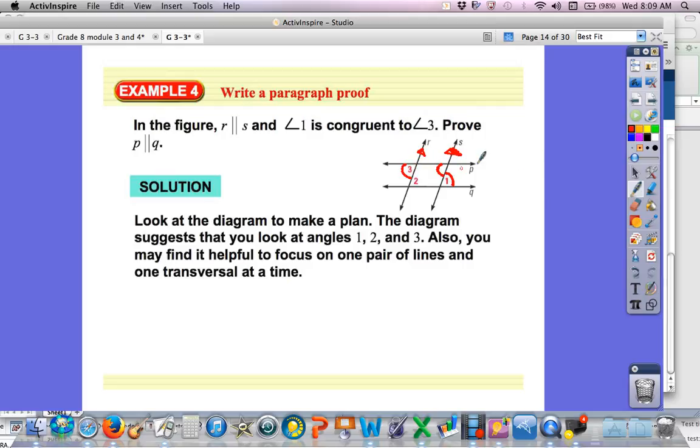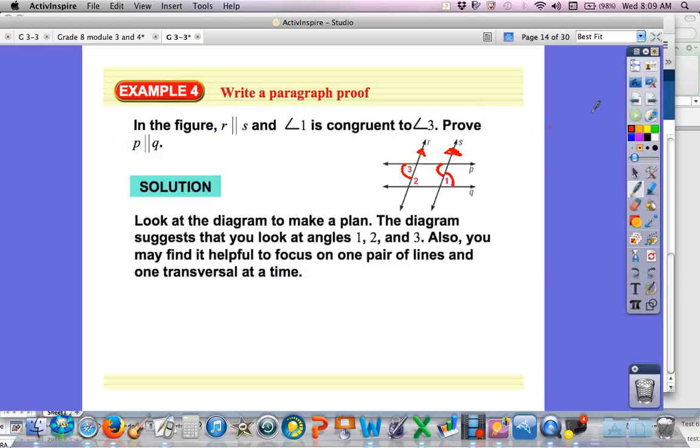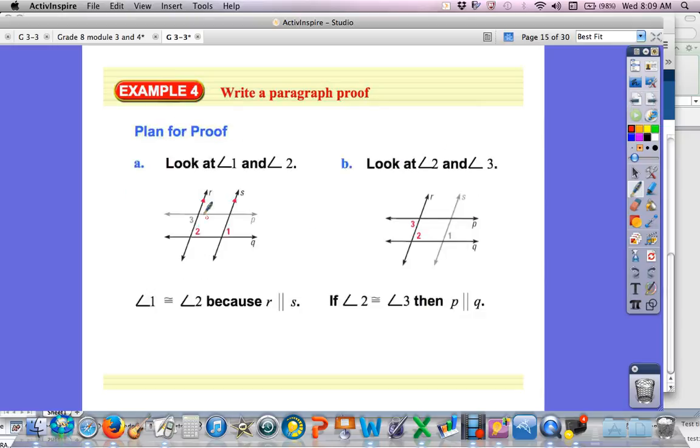So let's look at what the book suggests here. So they tell you to look at 1 and 2, and then look at 2 and 3. We were looking at 3 and 1, okay? But they want us to look at 1 and 2 and 2 and 3. Angle 1 is congruent to angle 2 because R is parallel to S. They're corresponding. And 2 is congruent to 3, okay? So if 2 is congruent to 3, then we know that P is going to be equal to Q.